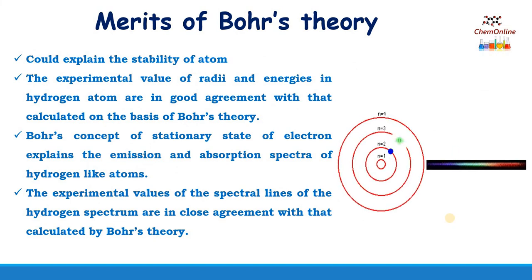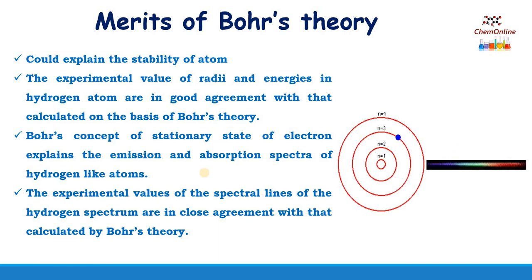Now let's see what are the merits of Bohr's theory. The most important merit of the Bohr theory was that he could explain the stability of atom. From his theory, Bohr was able to derive expressions to calculate the radii of the electron orbits in a hydrogen atom, and also to calculate the velocity and energy of the electrons. The experimental values of the radii and energies in hydrogen atom are in good agreement with those calculated on the basis of Bohr's theory, and this is another merit.